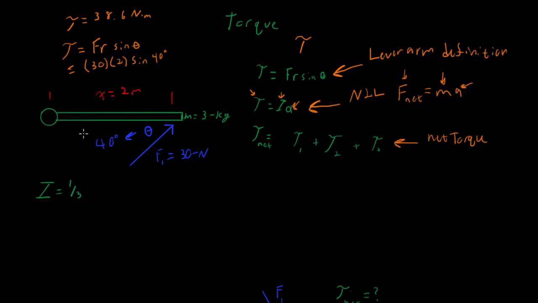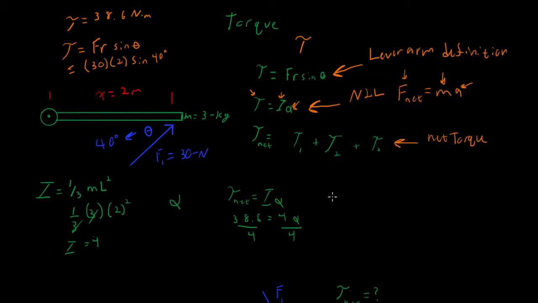So the moment of inertia of a rod spinning around one end is going to be 1/3 m L squared. And so this is going to be 1/3 times our 3 kilograms, that's convenient, times our L squared, which is 2 squared. And so 3 cancels out 3, and we get 2 squared, we get 4. Our moment of inertia for this rod is 4. So I want to know, what is my angular acceleration? That's going to be found by taking my net torque equals I alpha. And so that's going to be 38.6 equals 4 alpha. Divide both sides by 4.